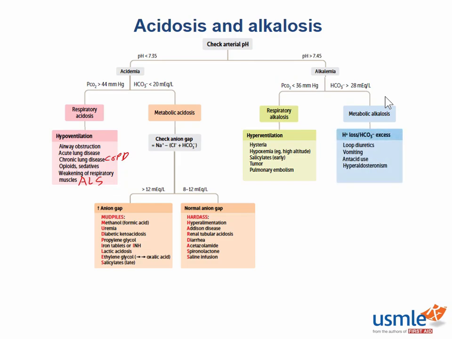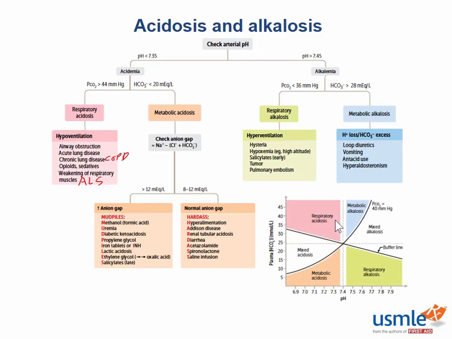Well, vomiting because of the loss of hydrochloric acid, and hyperaldosteronism because of an increased hydrogen ion secretion in the collecting tubule. Metabolic alkalosis can also be caused by loop diuretics and antacid use. Here's also a quick table for your reference to go over these in a more quantitative form.